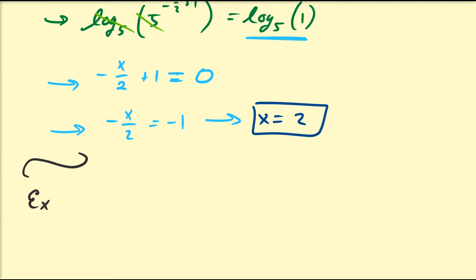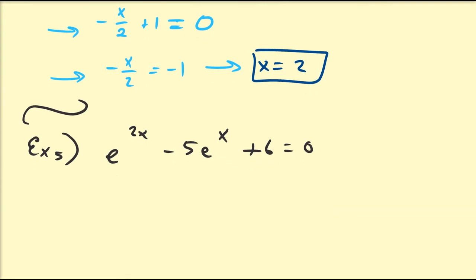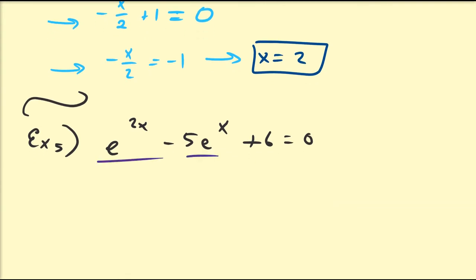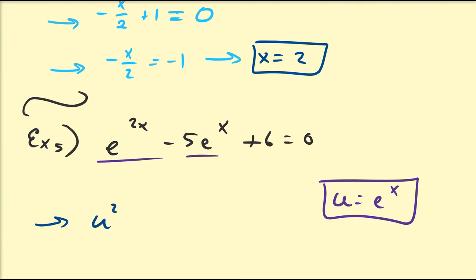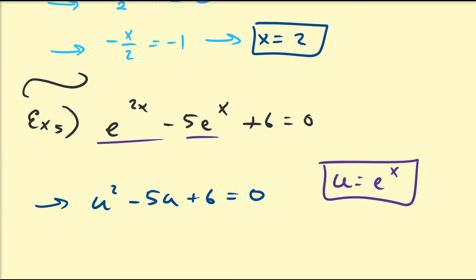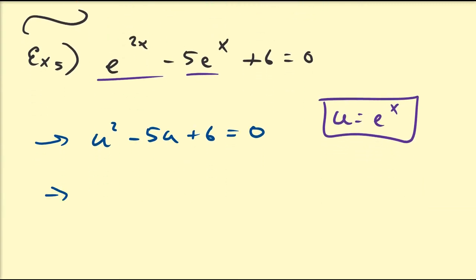So another more fun equation. Let us assume we have e to the power of 2x minus 5e to the power of x plus 6 is equal to 0. So you should be able to notice that this is pretty much like a quadratic equation, so I'm going to transform it into such. I'm going to let u be equal to e to the x, so I'm going to use substitution. So once I do that, this is going to be the same as u squared minus 5u plus 6 is equal to 0, and then I can factor this.